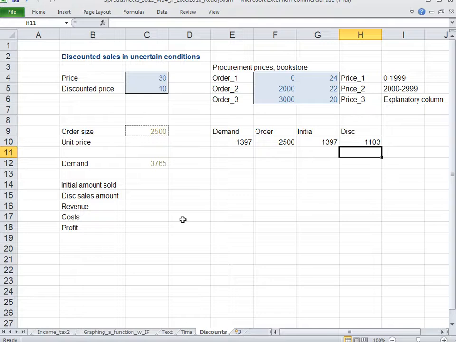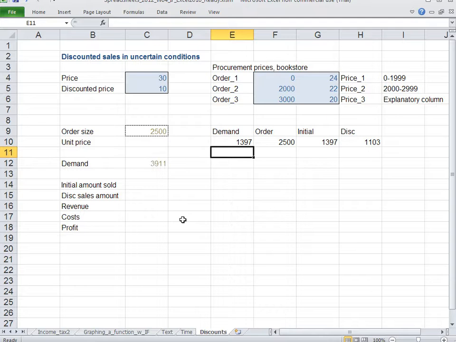Let's play around with our bookstore a little more. So demand was 1,397, order was 2,500, which means demand was quite small. We sold with the initial price the demand size, 1,397, and with a discount we had to sell the remaining 1,103 books.